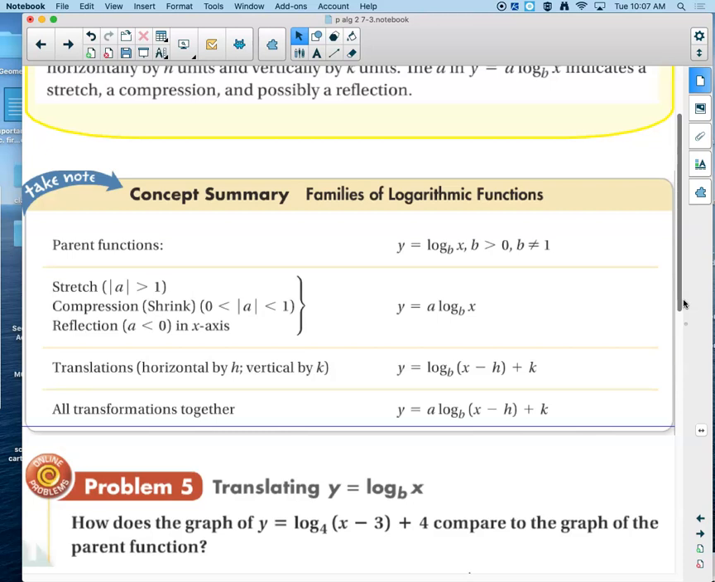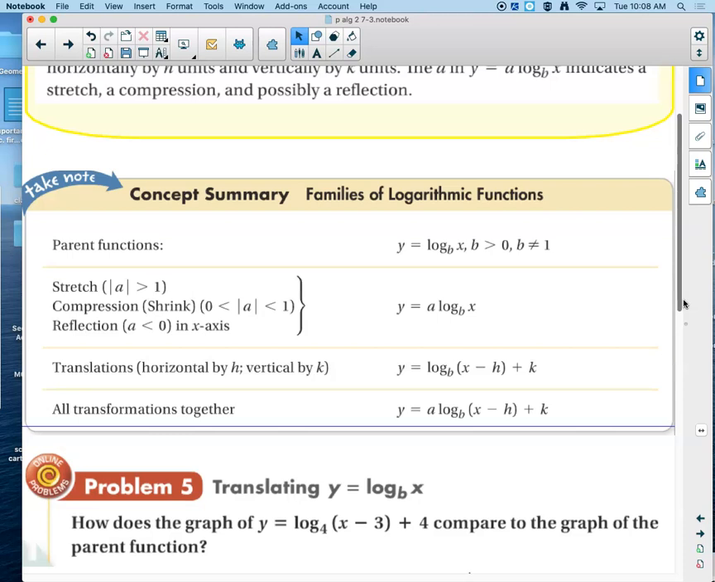If our a value is greater than 1, don't look at the negative. We know that's responsible for reflections. Then we have a stretch. If it's between 0 and 1, then we're talking about a compression. And this is vertical, so it's squishing. And then a reflection if we do see the negative.